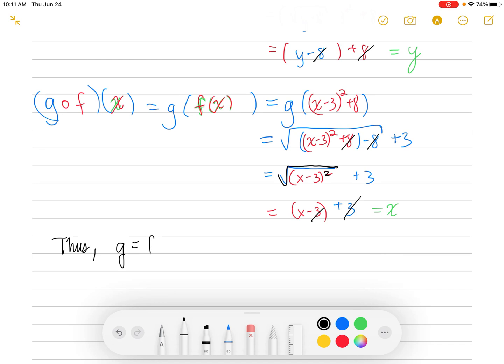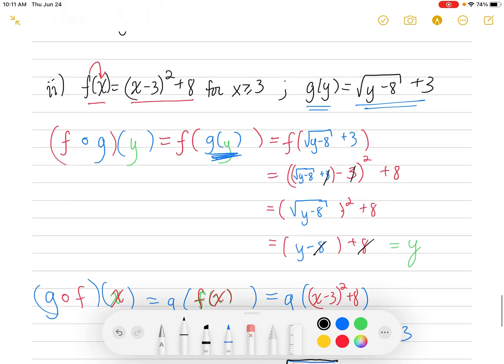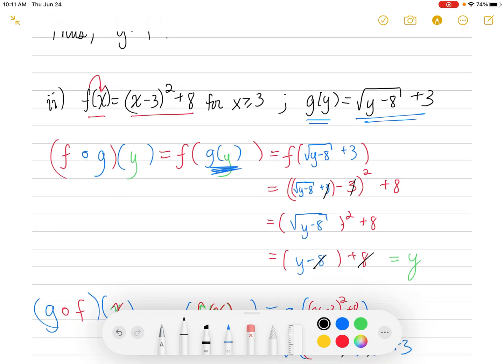So we can conclude then, since we've done these two compositions, we end up with y and x respectively. You can say that thus, g is in fact f inverse.